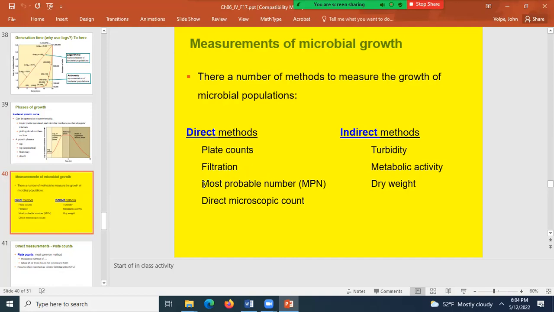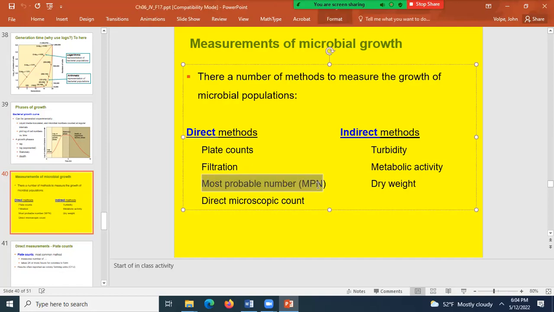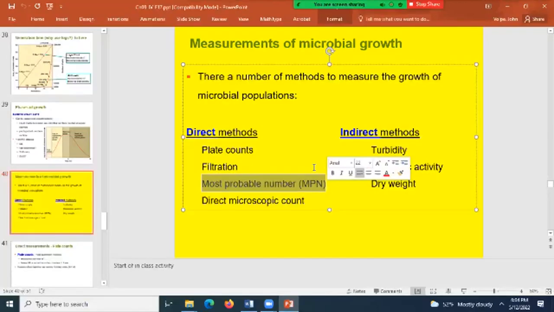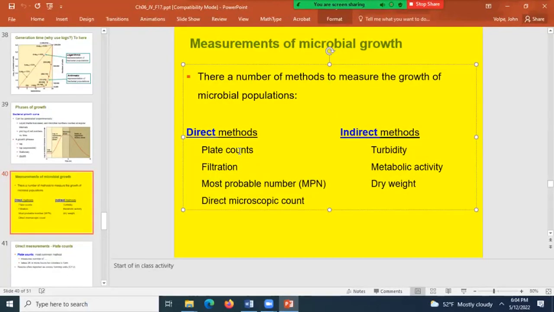There's the most probable number, and to tell you the truth, I've never done the most probable number way for getting the microbial growth. So of all the ways you can count the cells or get an estimate of the count of cells, I've used all of them except for the most probable number.